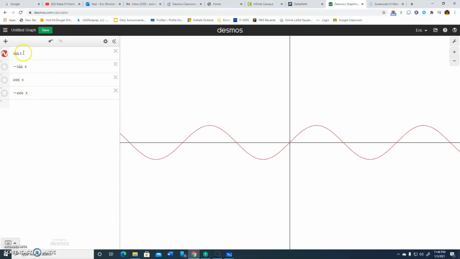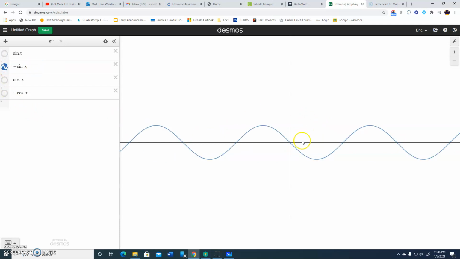So if we look at sine of theta or sine of x, we know it essentially starts at the midline and from there will either go up or go down. In this situation, because we have positive sine x, from the midline it goes up to the max. But if we had negative sine x, again it starts at the midline and then goes down to the minimum.